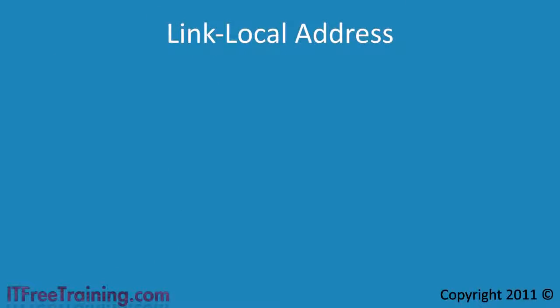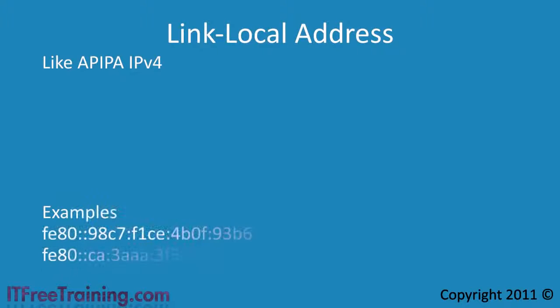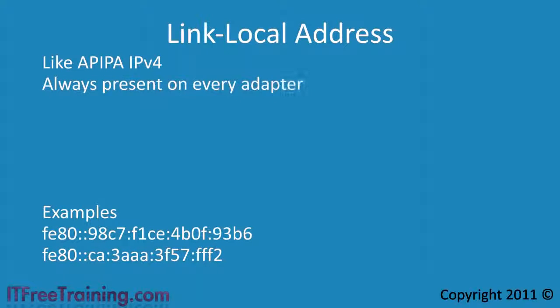Next, you have the link local address. This is similar to APIPA addresses used in IPv4. The big difference is that a link local address is always present on your network card. This is because they are used for essential services such as neighbor discovery.